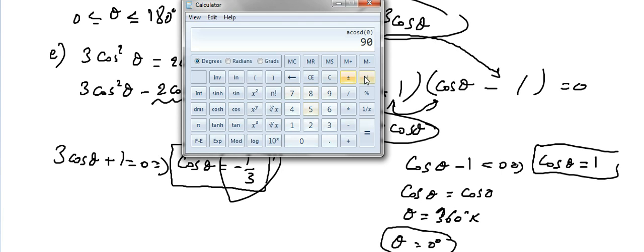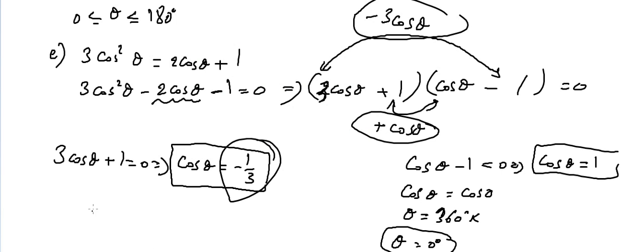We should put the value first, which is negative 1 over 3, negative 0.33333, etc. Then shift cosine, inverse cosine. The angle will be approximately 70.5.